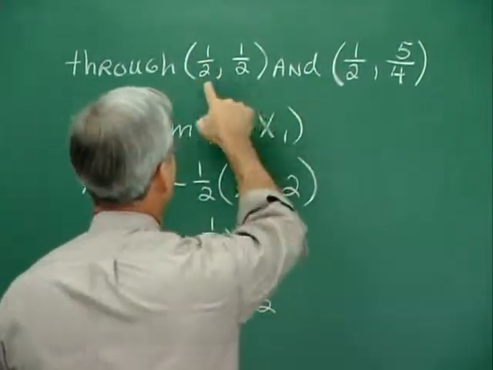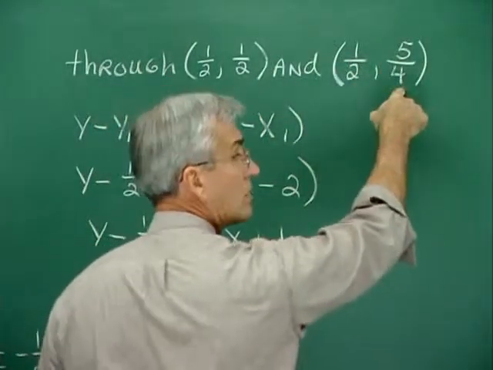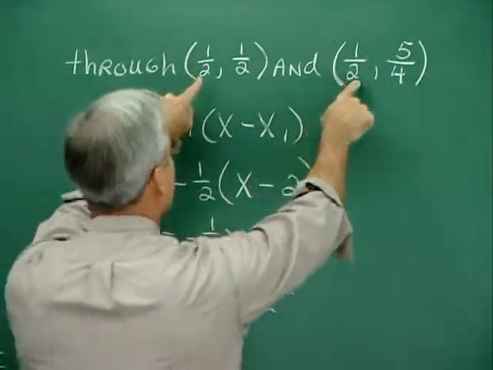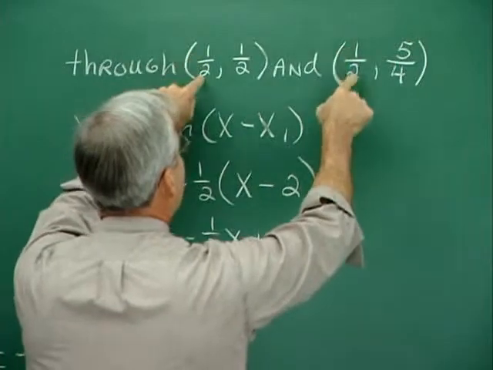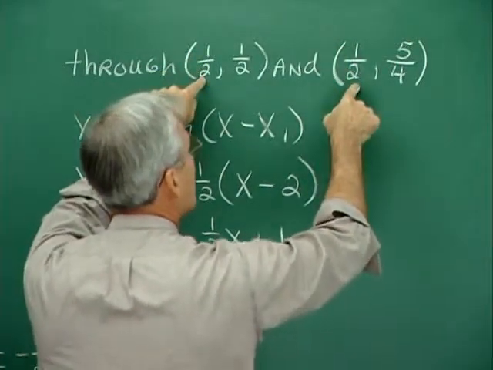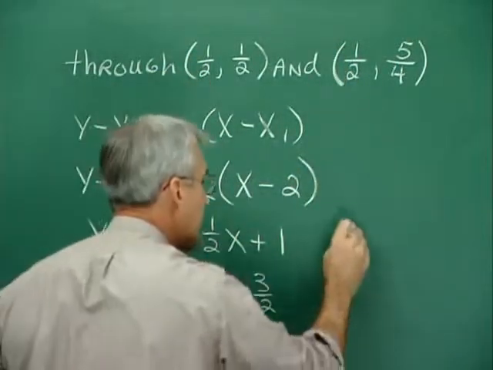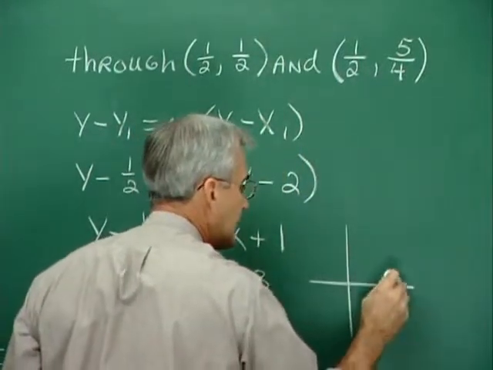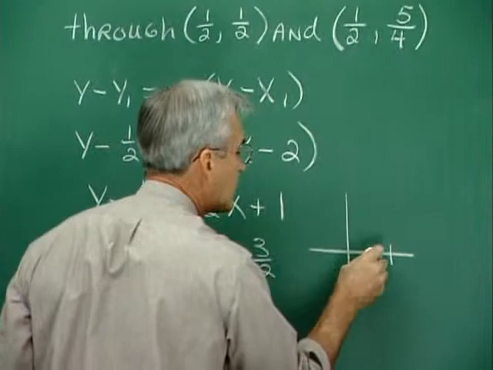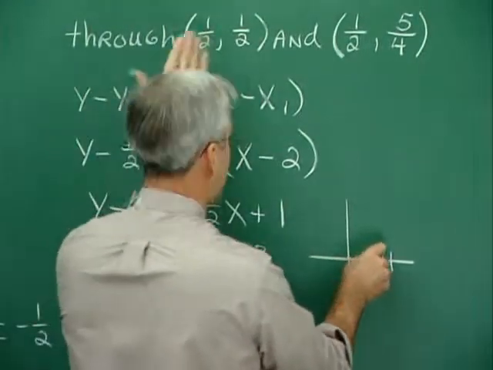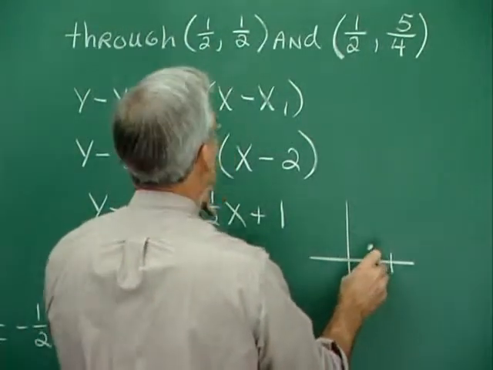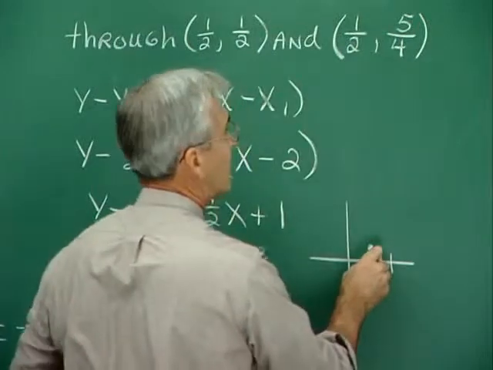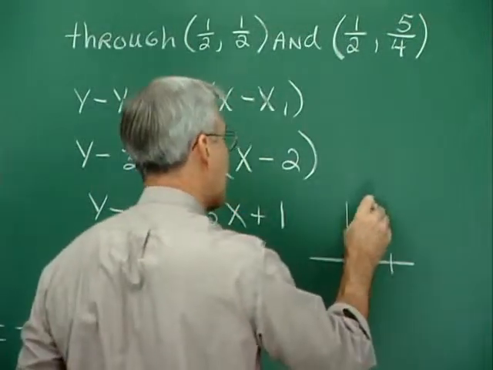You see, so I have 1/2, 1/2, and then 1/2, 5/4. Now, the important thing to notice is that the x components are the same. When the x components are the same, think about it graphically. Let's say this is 1, so I have an x of 1/2 for one of them, and it goes up to 1/2. Okay, let's say it's here. And then an x of 1/2, it goes up to 5/4. 1 1/4, that's about right up here, let's say.